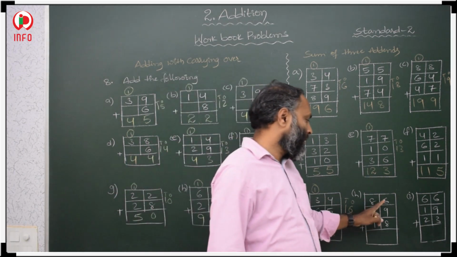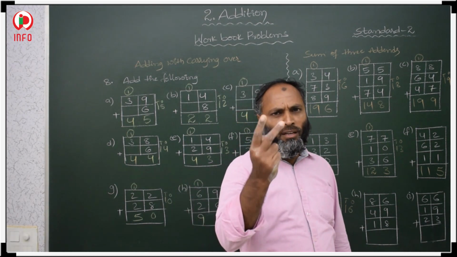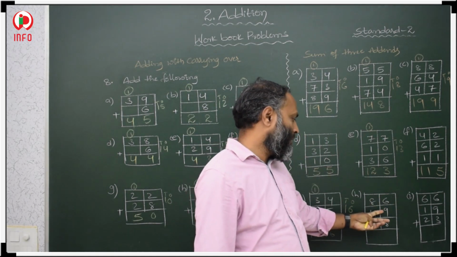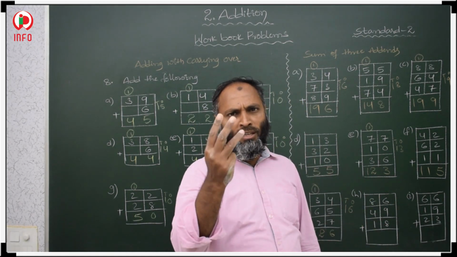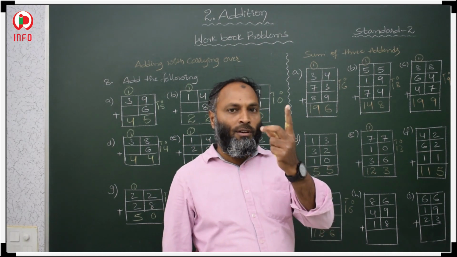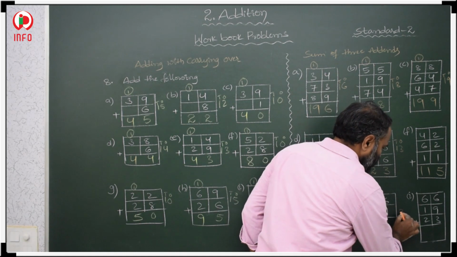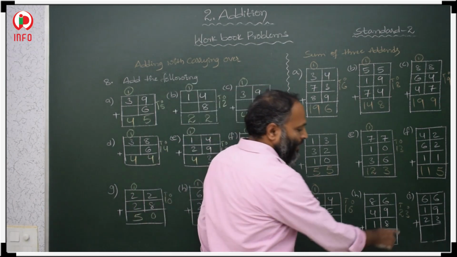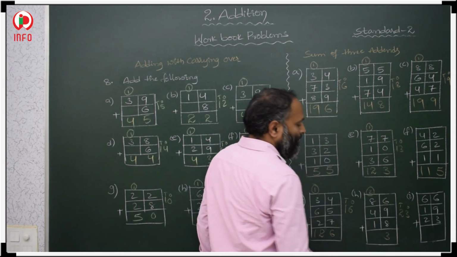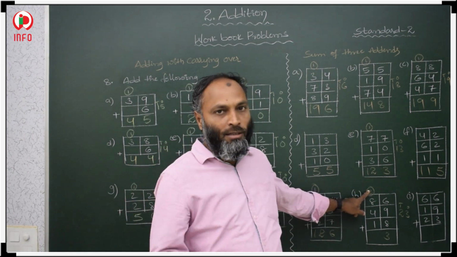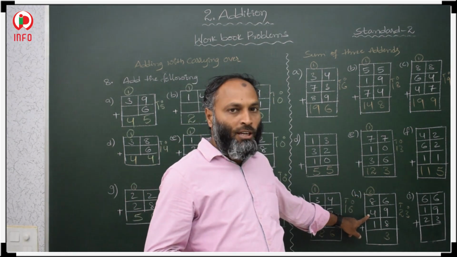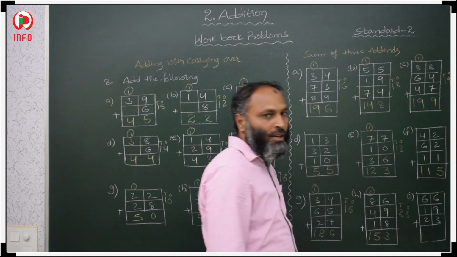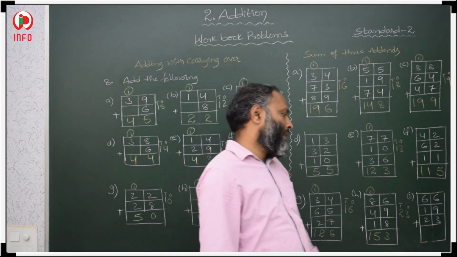Now 6 plus 9, 6, 7, 8, 9, 10, 11, 12, 13, 14, 15. 15 plus 8, 15, 16, 17, 18, 19, 20, 21, 22, 23. 23. Ones place 3 and in tens place 2. 8 plus 2, 8, 9, 10. 10 plus 4, 14. 14 plus 1, 15. 153. Now the last question.